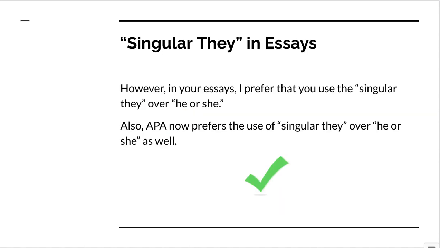Now, one little caveat, when writing your essays, though, I would prefer that you use the singular they over he or she. But technically, both are correct. You're not going to get marked off for either one in your essays or anything like that. And as a future note, APA now prefers the use of the singular they over he or she, and that's a bit of a change from older APA styles. Okay, I hope this video has helped you understand a bit of a grammar controversy that has been going on for quite a while, and that this will clarify what you should be doing for your exercises and papers.